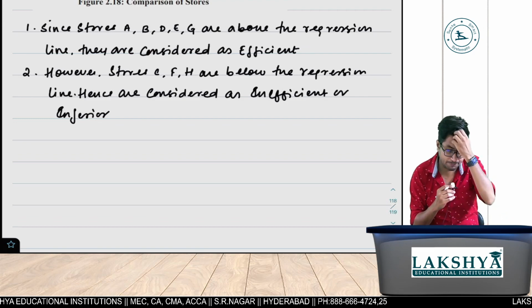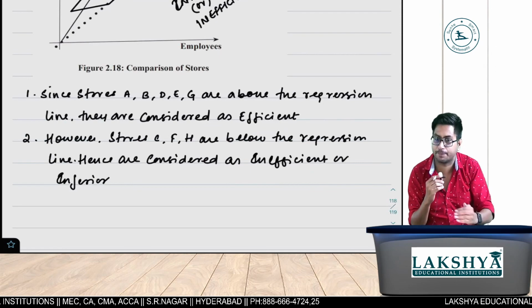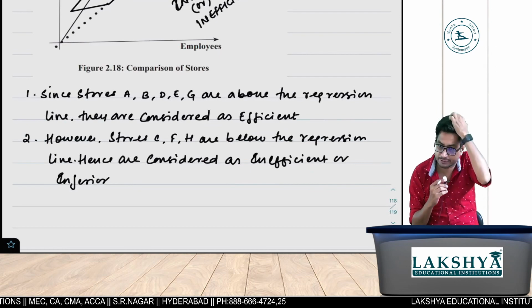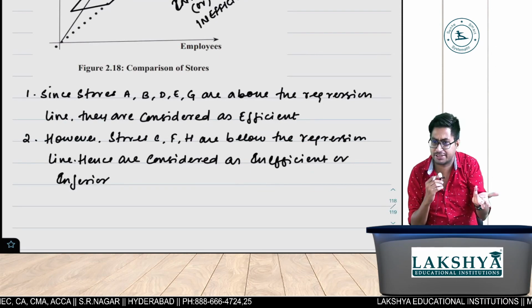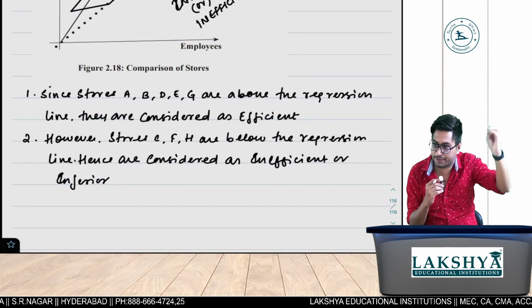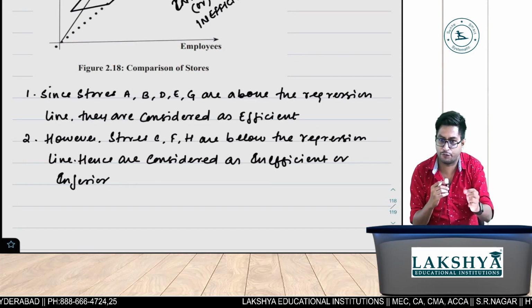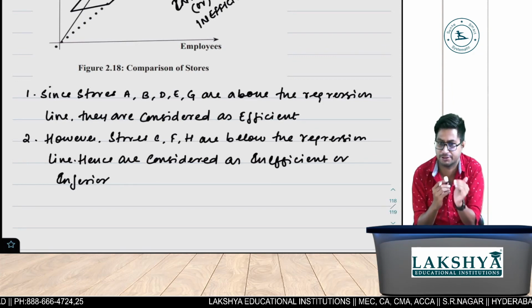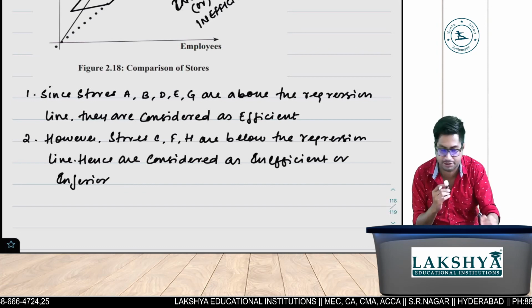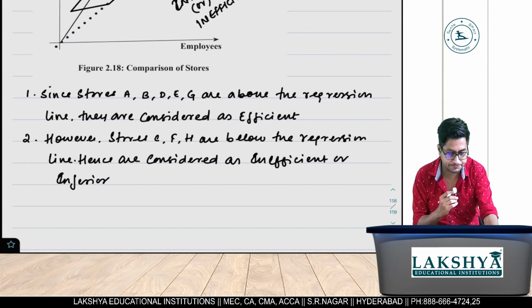So what is the benchmark here? Against what am I comparing? Which store am I comparing against? So D is nothing but an example of a benchmark. Benchmarking is a separate concept; what do we call benchmarking in this chapter? Efficient frontier. The efficient frontier is nothing but the benchmark against which I'm comparing my other stores. Understood?